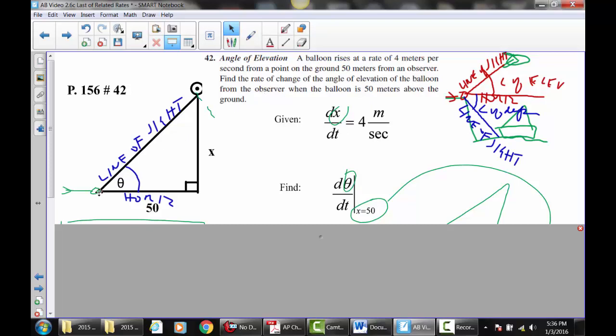So from the eyeball of the observer to the balloon, that's one side of your angle of elevation. The other side is always a horizontal coming out of the eyeball. This is to just show you always that one side of an angle of elevation or depression is horizontal coming from the eyeball. The other side of the angle is joining the eyeball to what the eyeball is looking at.